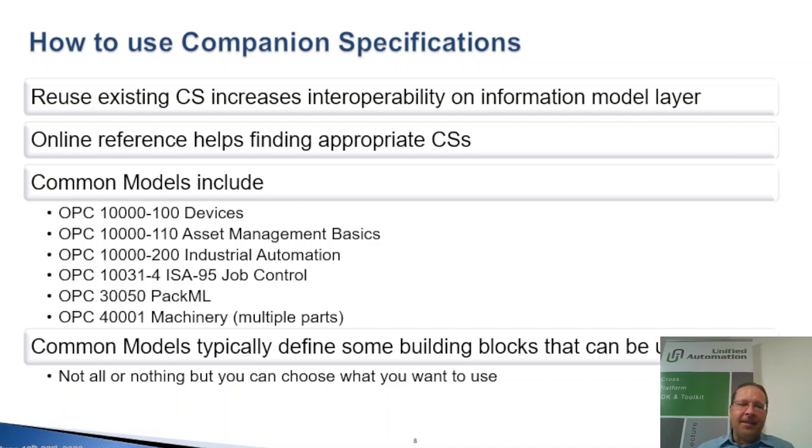And as a hint, common models typically define some building blocks that can be used. So it's not an, oh, I have to use everything of that companion spec or nothing, but you can pick and choose which things you want to use. For example, you can just use the locking mechanism of the devices specification and nothing else. For the devices specification, typically the thing that everybody is using is the device identification. And maybe you don't need anything more from that. That's perfectly okay.